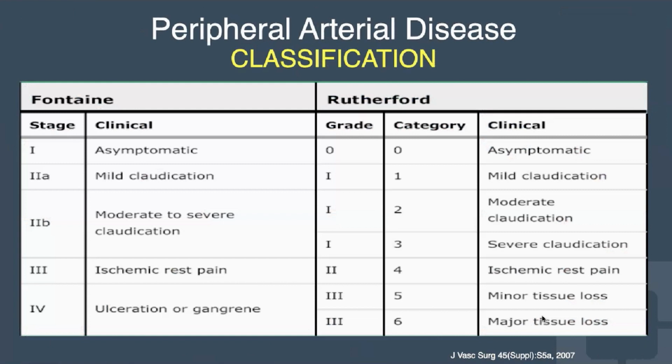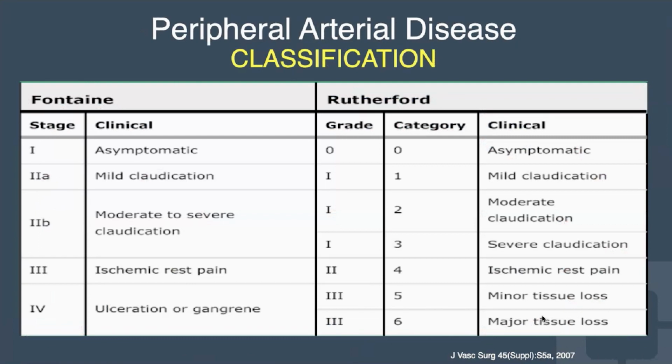There have been a lot of classification systems over the years. These are a couple of the common ones that are used, the Fontaine or Rutherford. Most of us know the Rutherford, and that's what I would stick to, and that's what I generally do stick to in the sense of peripheral arterial disease with critical limb ischemia or claudication.